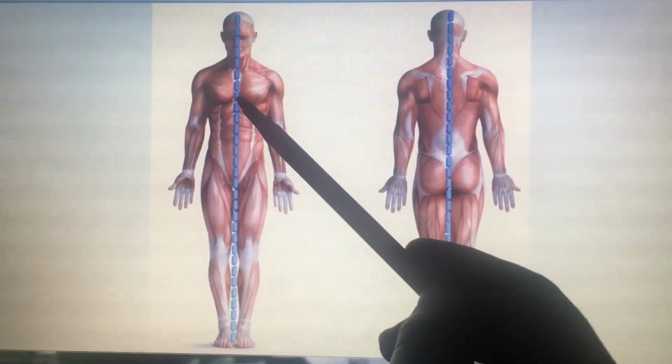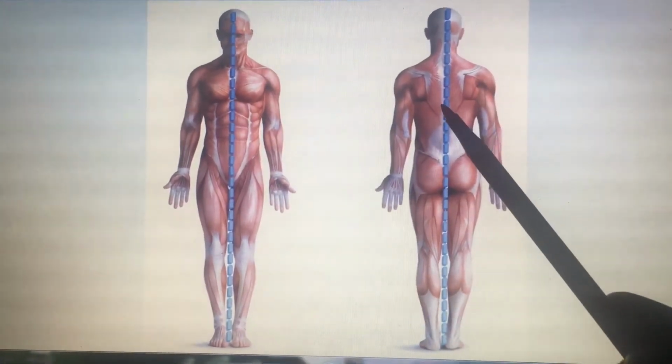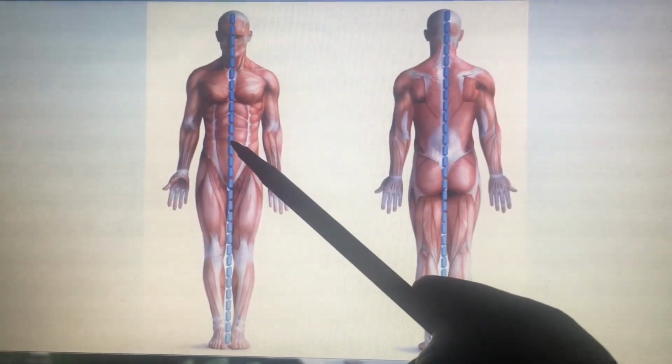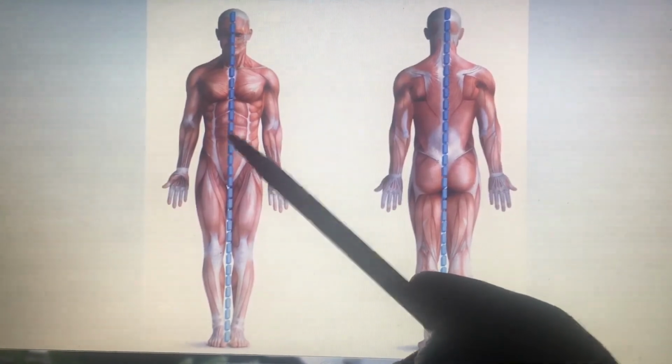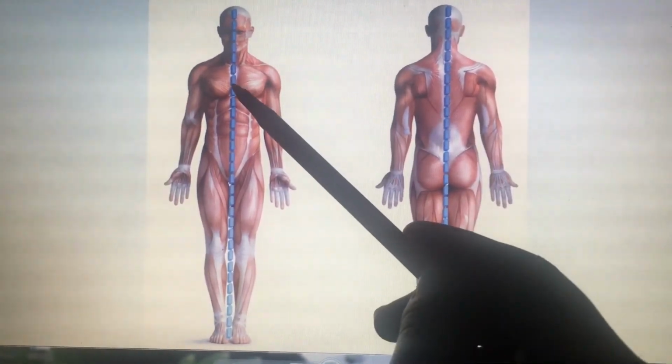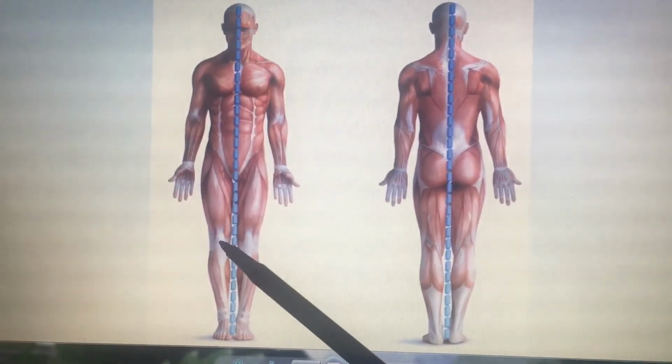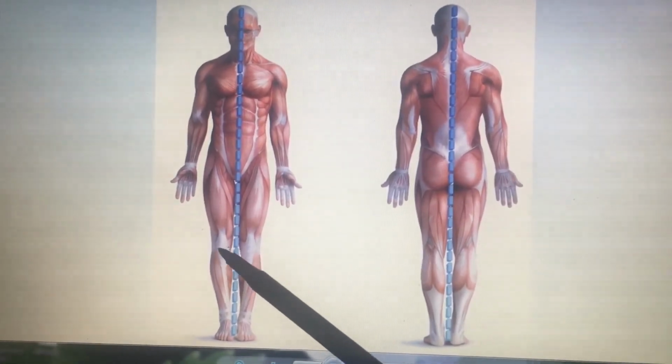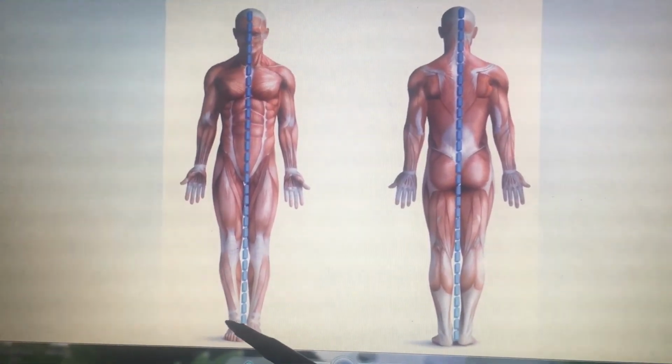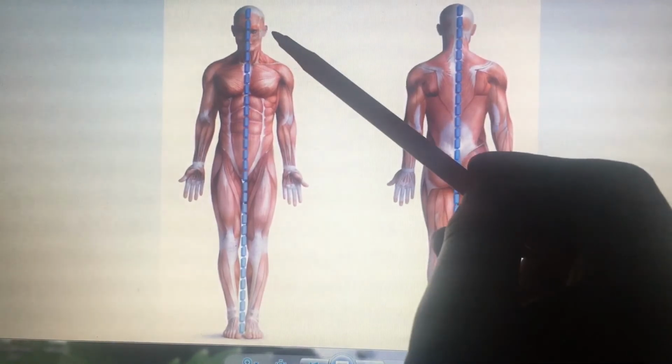The sternum is anterior to the vertebral column. The umbilicus is inferior to the sternum here. And the patella, here the knee, is proximal to the tarsus, the ankle. And the ears are also lateral to the nose.